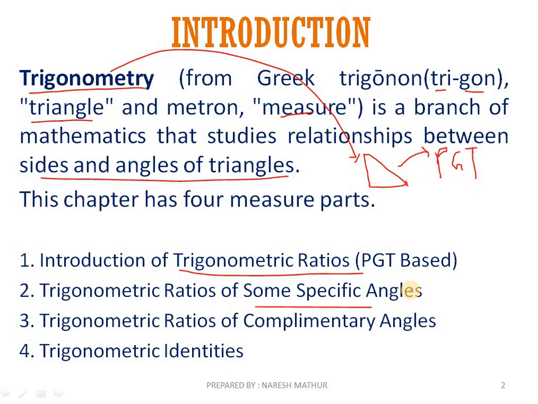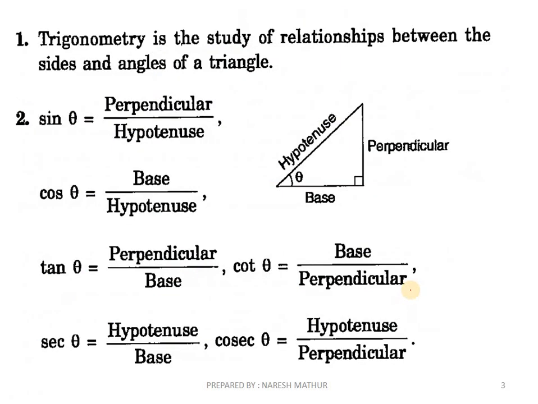In this video we are going to discuss exercise 8.1, which is purely based on trigonometric ratios. So first let's discuss the names of these trigonometric ratios. In trigonometry we have a total of 6 trigonometric ratios: sine theta, where theta is an angle, cos theta, tan theta, sec theta, cot theta and cosec theta. So these are the 6 trigonometric ratios.